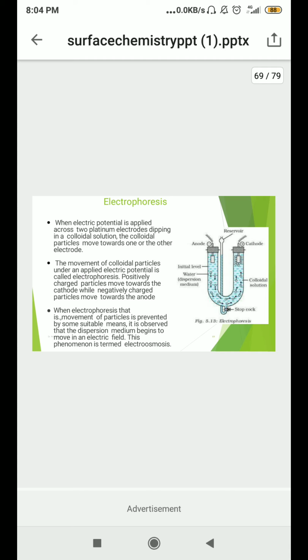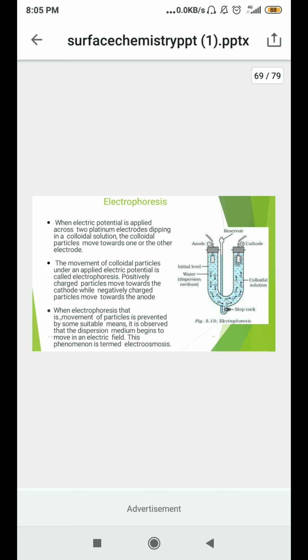So how does it happen, what is the process? Let me read it out and help you understand. When an electrical potential is applied across two platinum electrodes dipping in a colloidal solution, the colloidal particles move towards one or the other electrode. This movement of colloidal particles under an applied electrical potential is called electrophoresis. When we apply the electrical potential, there is a movement of ions. The positively charged particles move toward the cathode, while the negatively charged particles move towards the anode. When electrophoresis, that is movement of particles, is prevented by some suitable means, it is observed that the dispersion medium begins to move in an electrical field.